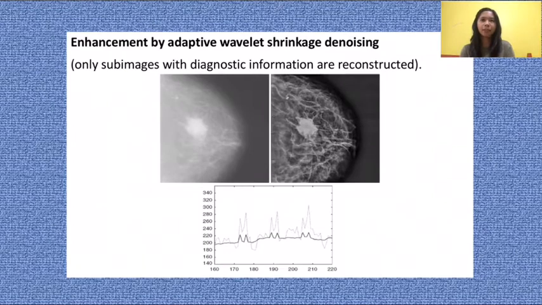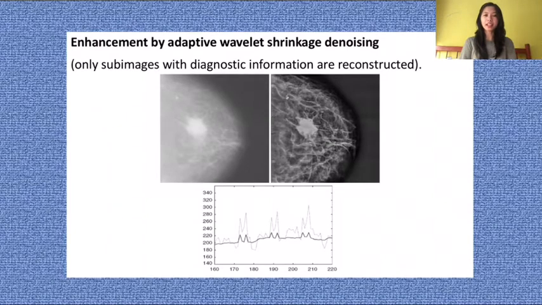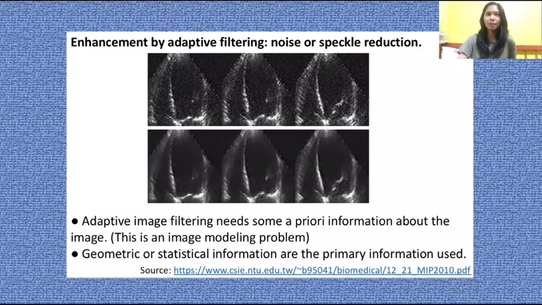Enhancement by adaptive wavelet shrinkage denoising. Only sub-images with diagnostic information are reconstructed. The pictures below are the examples. Enhancement by adaptive filtering, noise or speckle reduction. Adaptive image filtering needs some prior information about the image. This is an image modeling problem. Geometric or statistical information are the primary information used.